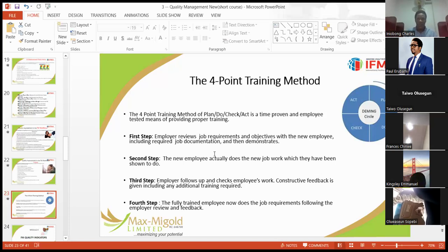Good. Also, the next step is to allow the employee to do the work while you are monitoring. And when you are monitoring, you are checking them, you are evaluating them, you are giving them constructive feedback so that they can do the work well. Then for employees that still have gaps, what you do is to retrain them and bring them on. So it's a cycle. You plan, you do, you check, and you act. A cycle that continues because you want to improve your workforce, you want to improve the people that are working with you.